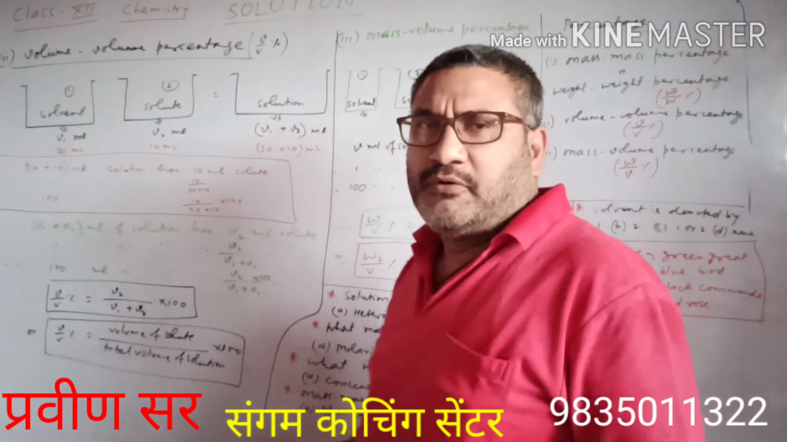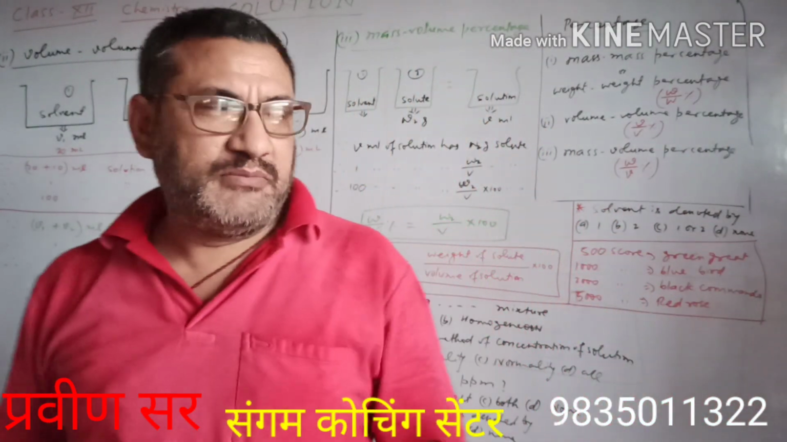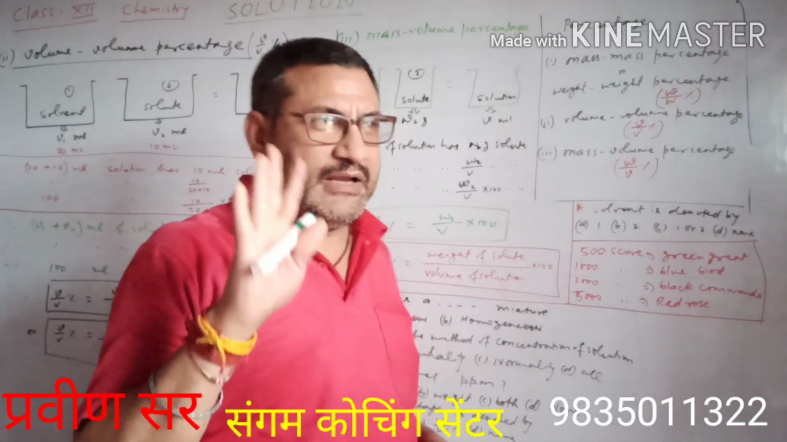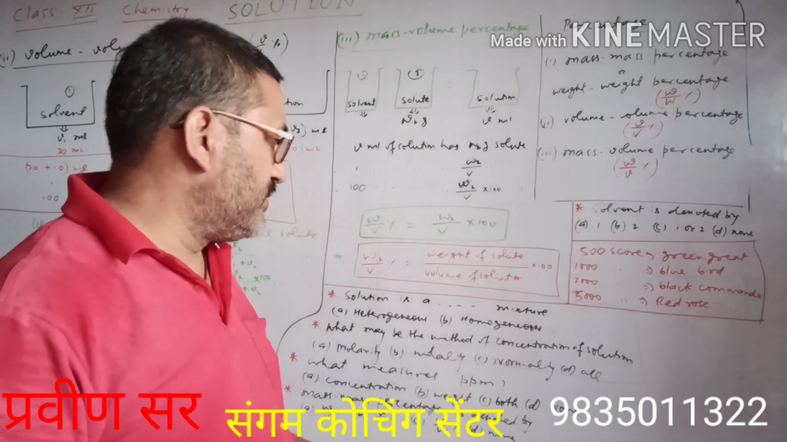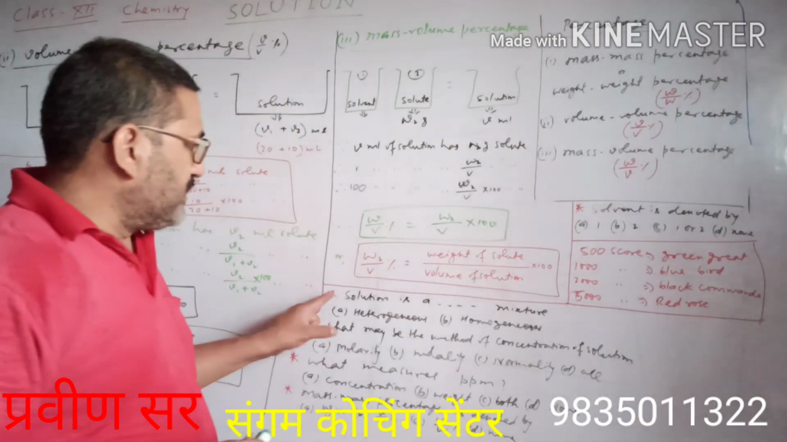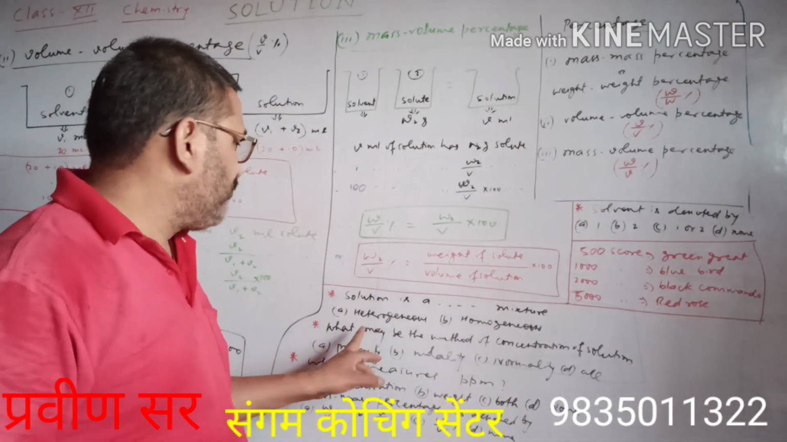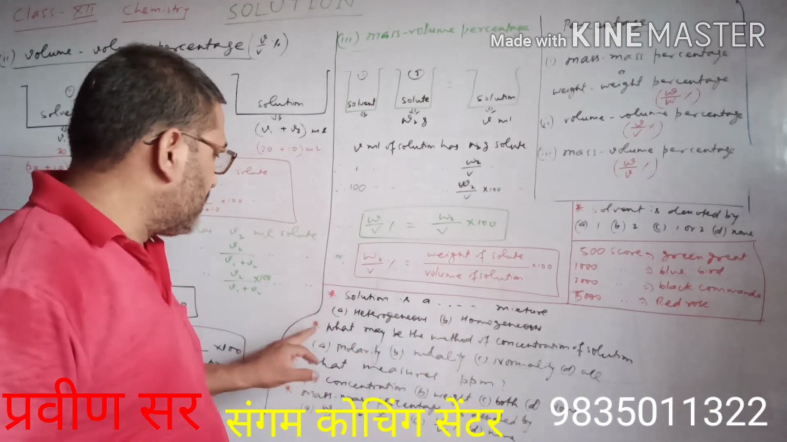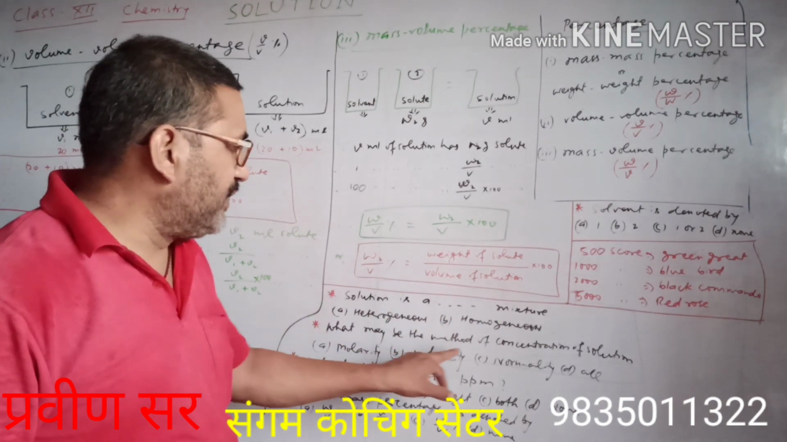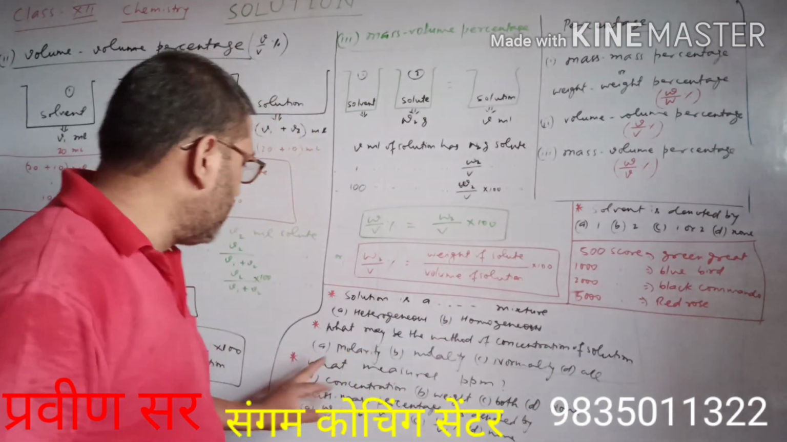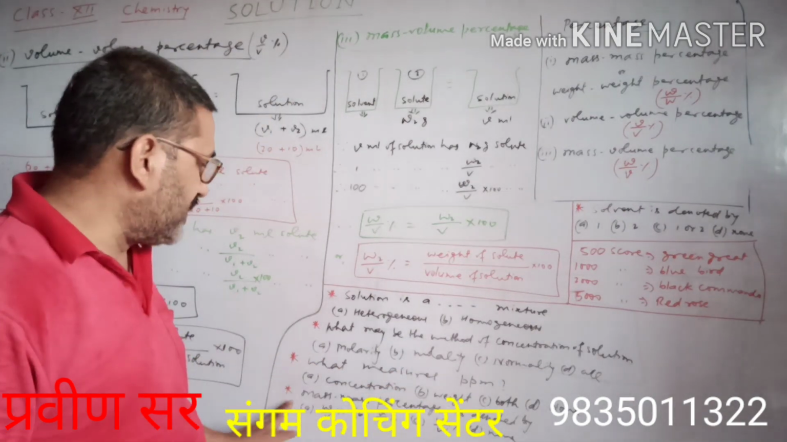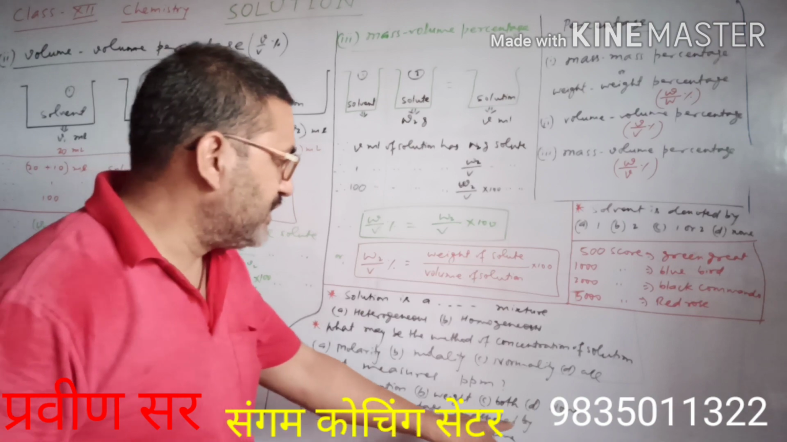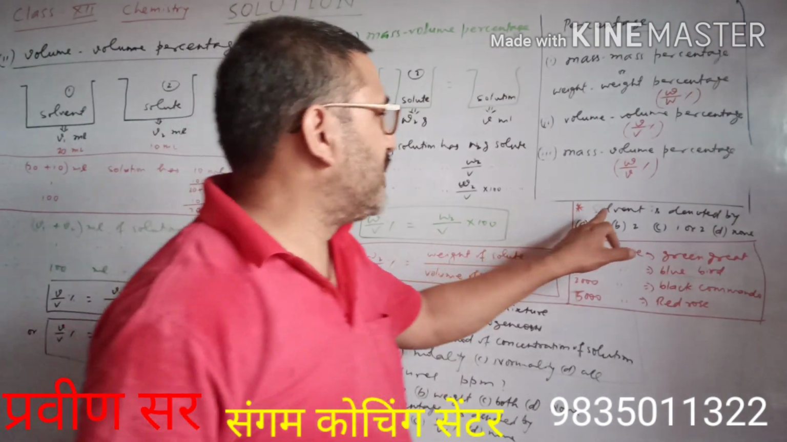Now it is time for my questions. I am going to ask 5 questions to you. One is what is a solution. Second question is what are the methods of concentration of solution. Third question is what measures ppm, and fourth question is mass percentage is denoted by, and last question is solvent is denoted by.